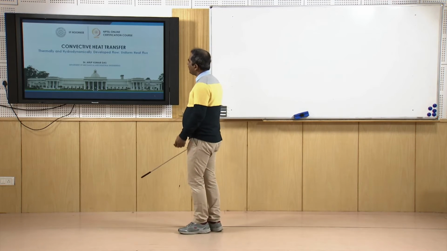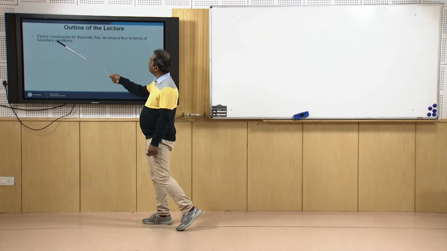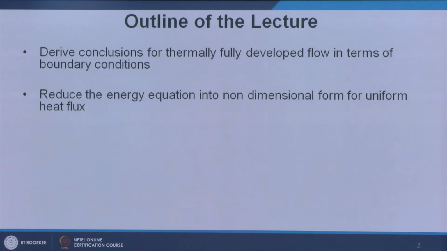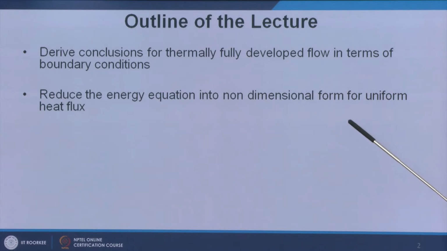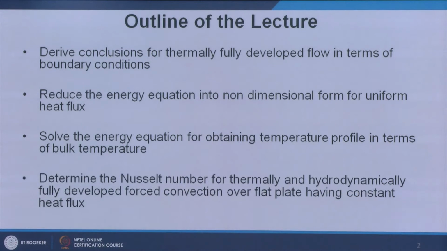So, let me first tell you what we will be covering in this lecture. First, we will be deriving conclusions for thermally fully developed flow in terms of the boundary conditions. Then we will be reducing the energy equation into non-dimensional form for the uniform heat flux case. We will be considering only the uniform heat flux case in this lecture. In the next lecture we will be discussing the uniform temperature case. Then we solve the energy equation for obtaining the temperature profile in terms of bulk temperature, and lastly determine the Nusselt number for thermally and hydrodynamically fully developed forced convection having constant heat flux.